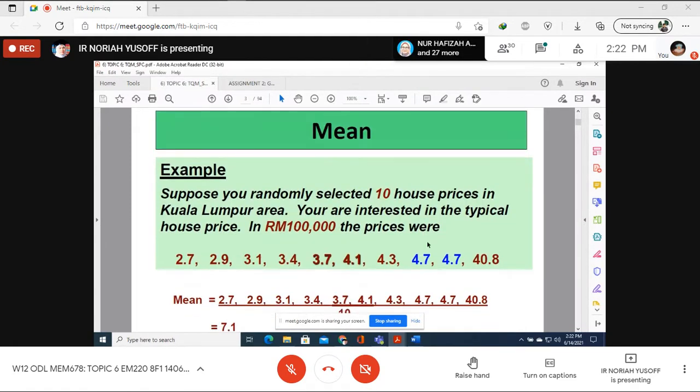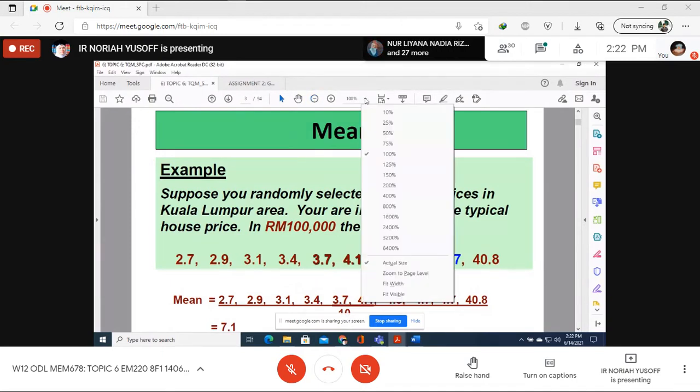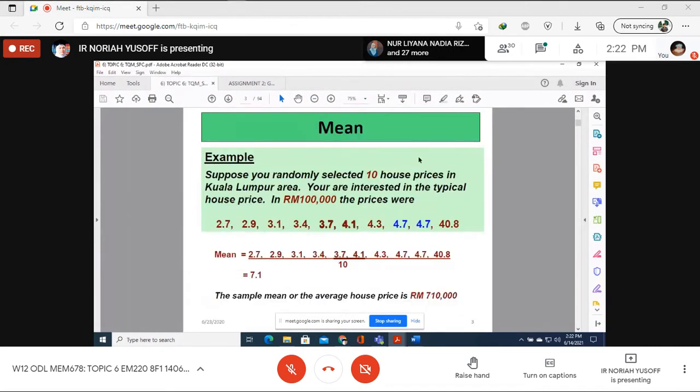So this is an example, just a very simple example of the mean value. Saya kecilkan sikit. Clear tak ni? Sekejap saya letak 85% kot. I want to see the whole page. Senang.